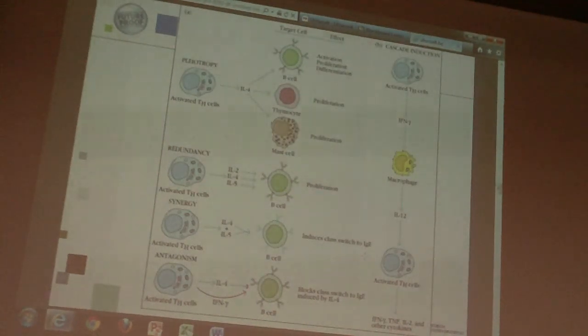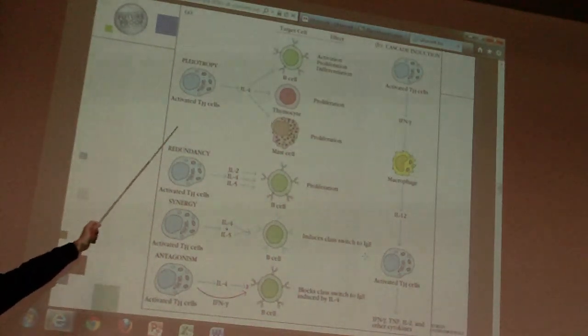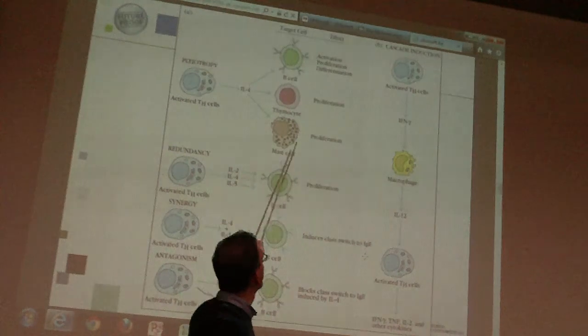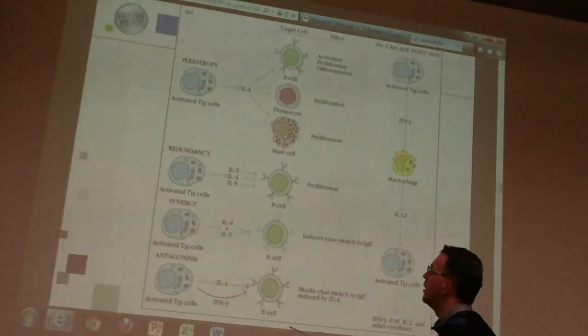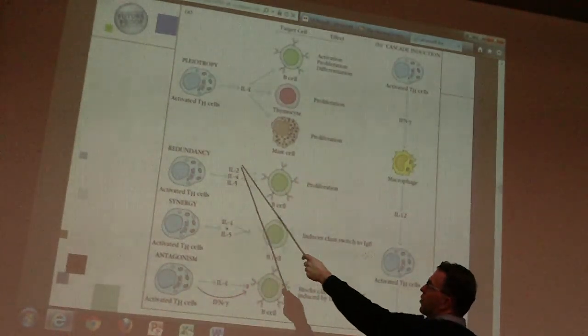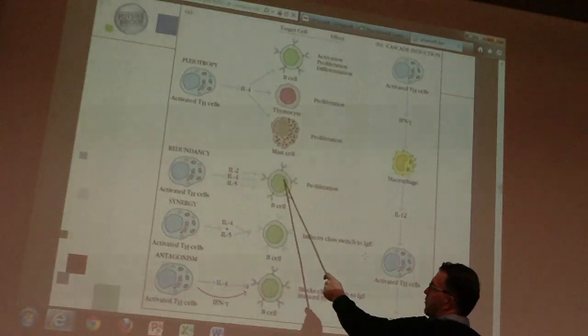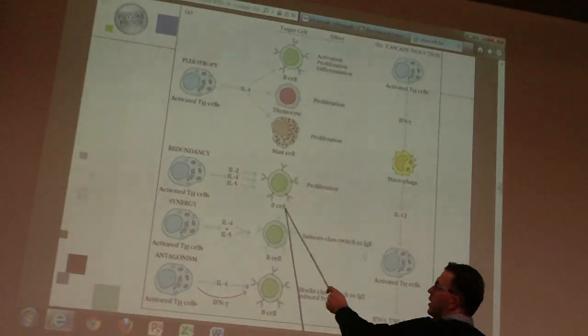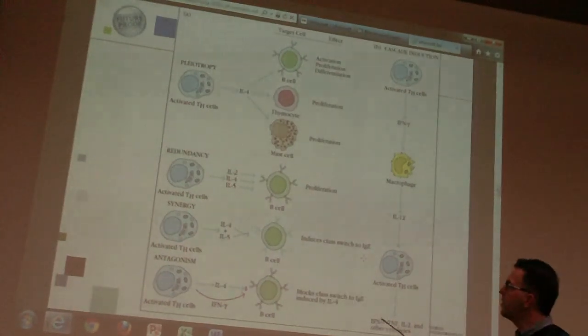Important to realize is that some cytokines have different biological effects. That's what we call pleiotropy. So for instance, IL-4, depending on the cell type it will activate, can either induce proliferation or differentiation. You also have redundancy, meaning certain cytokines have the same effect. IL-2, IL-4, and IL-5 can all promote proliferation of B cells.